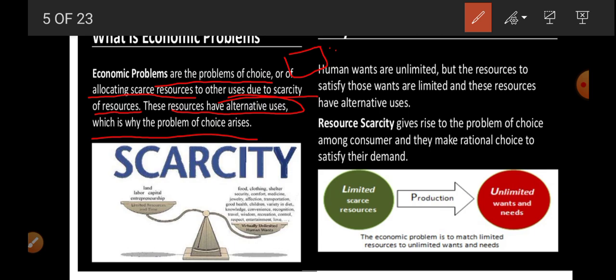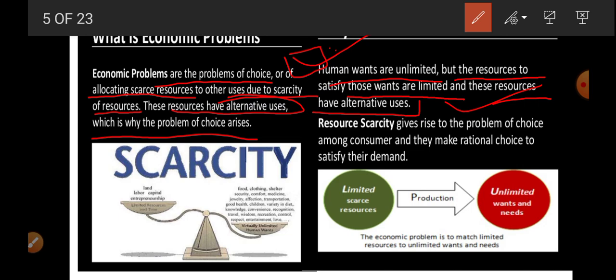Okay, now come to the next thing, why we face economic problem. So in detail here is given, human wants are unlimited, but the resources to satisfy those wants are limited, and those resources have alternative uses. So because of this condition, we human beings have unlimited wants.